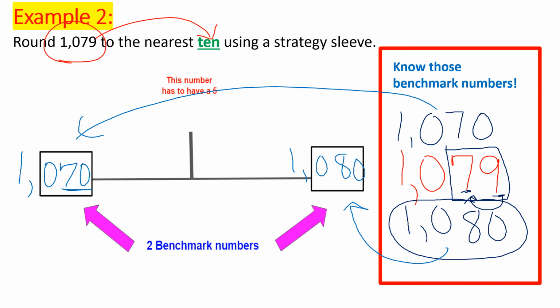And notice that I have my 70 and my 80. And I know this has to have a 5, so it's going to be 75. And then I add the other things with it. Okay, 1,075. All right, and that lets me know I've got 1,079, which is going to be right in there. And that means that I am going to be closest to, oops, I lost my dot, which means I'm going to be closest to 1,080.